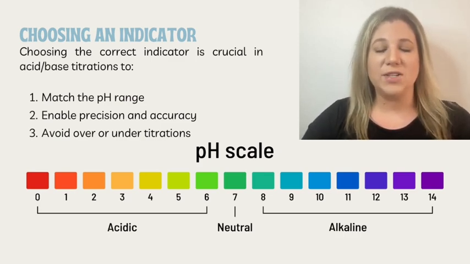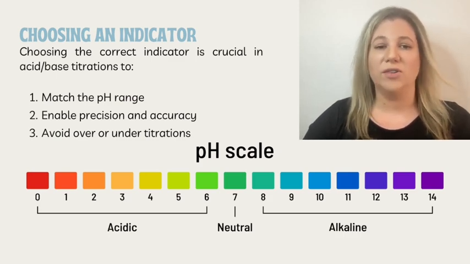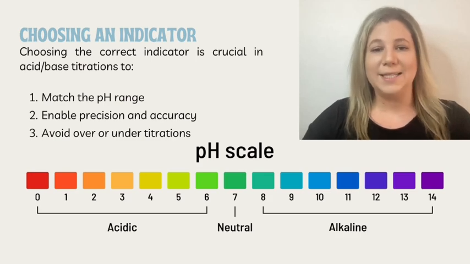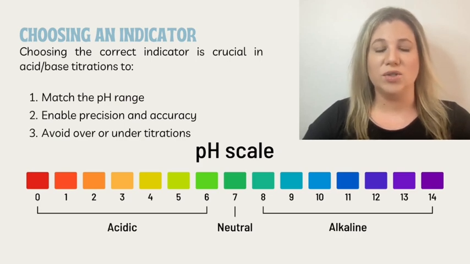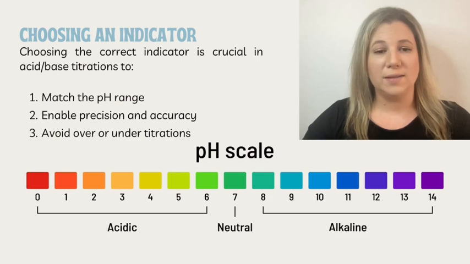The first is matching the pH range. Different indicators have different pH ranges over which they undergo that noticeable color change. It's essential to choose an indicator whose pH range corresponds closely to the pH change that occurs during the titration. The indicator's color change should coincide with the equivalence point of the titration for accurate results.